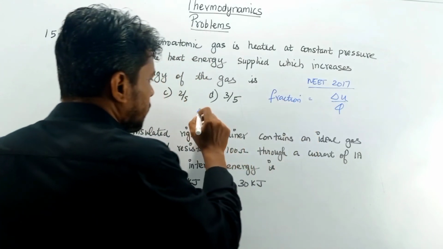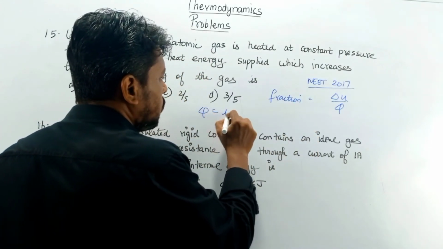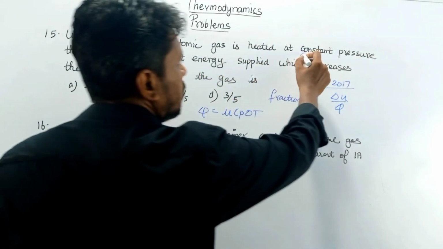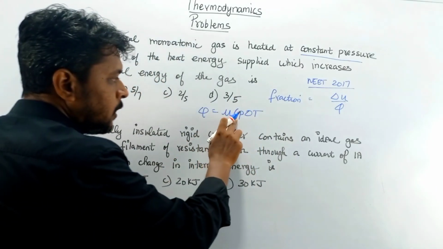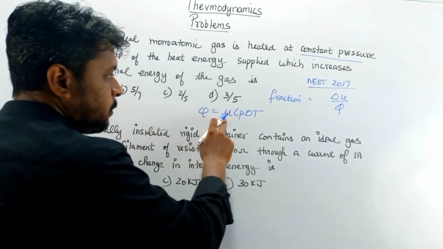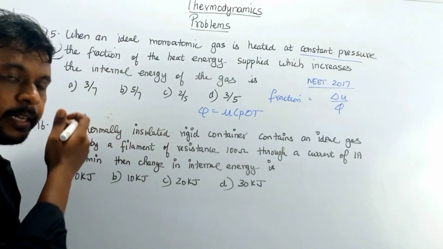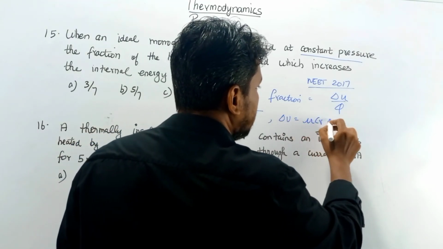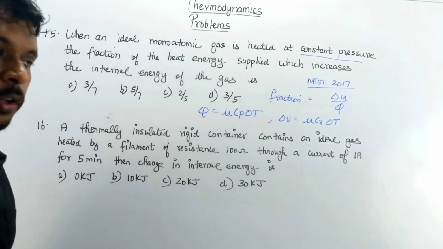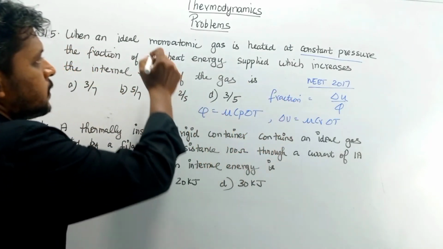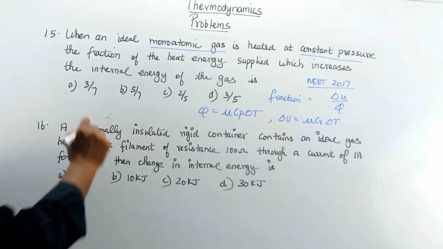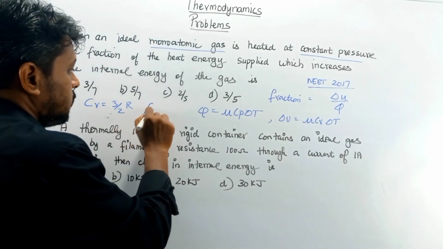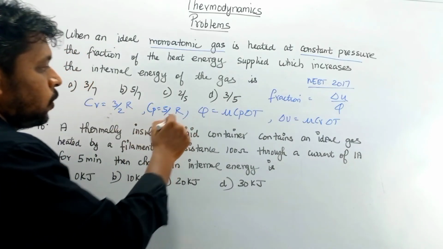Okay, so you know that Q will be equal to mu Cp delta T, because the heat is applied at constant pressure. Cp is nothing but the molar specific heat capacity at constant pressure. So mu is the number of moles and delta T is the change in temperature. Now for delta U, which is equal to mu Cv delta T, because it is the heat content at constant volume. Okay, so as it is a monoatomic gas, the value of Cv is 3 by 2 into R, where R is the universal gas constant, and the Cp value is 5 by 2 into R.